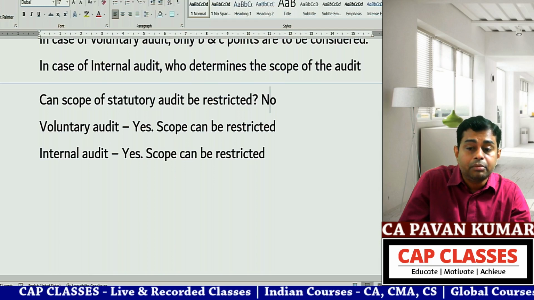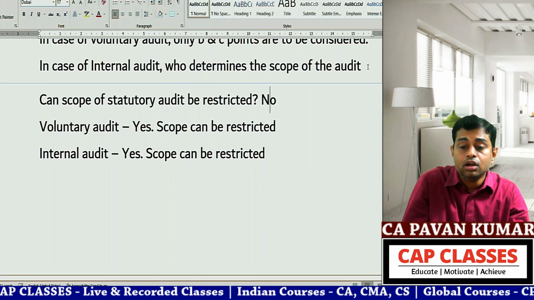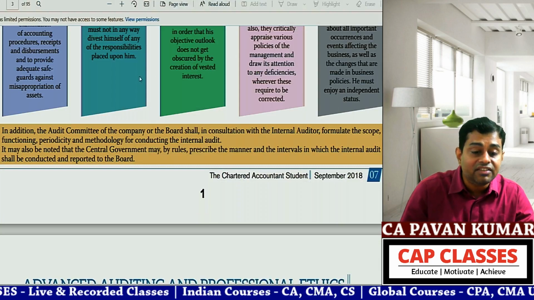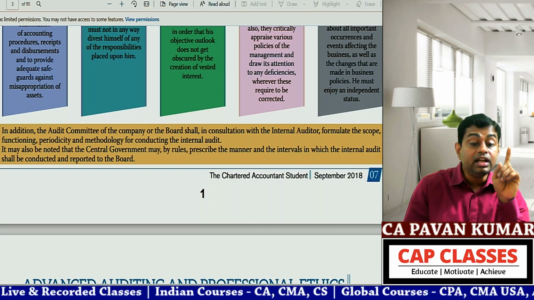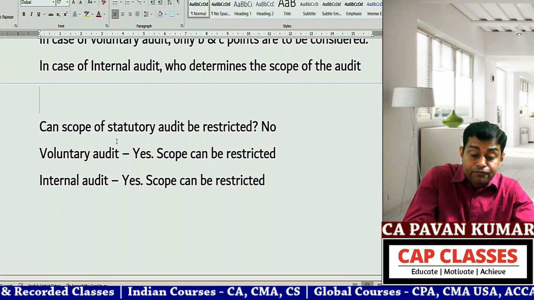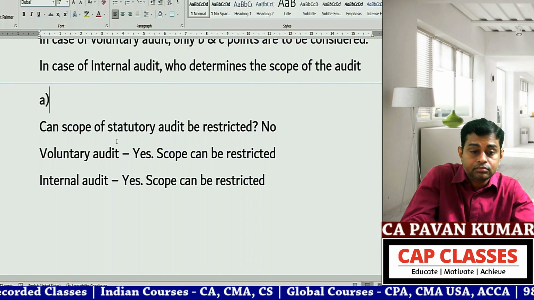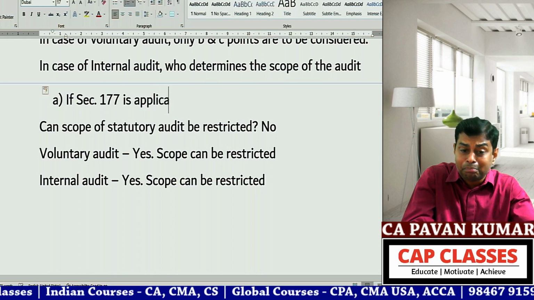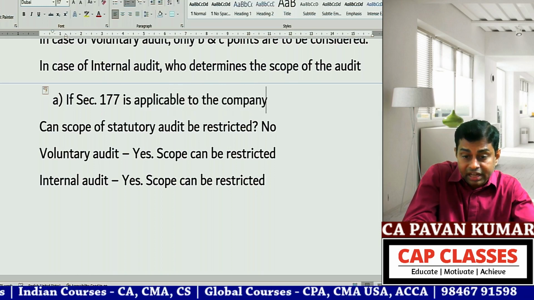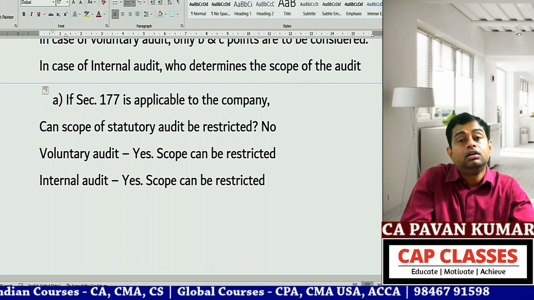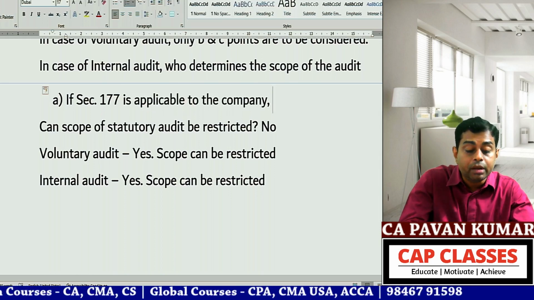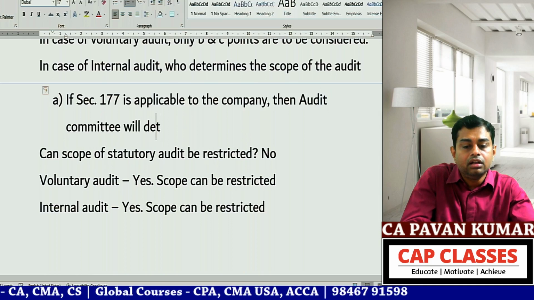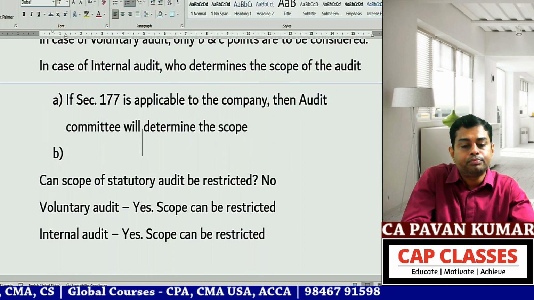That's all. Now you tell me this one. In case of internal audit, who determines the scope of the audit? That answer is given here. The audit committee. If section 177 is applicable to the company, then the company will have an audit committee. Then the audit committee will determine the scope.